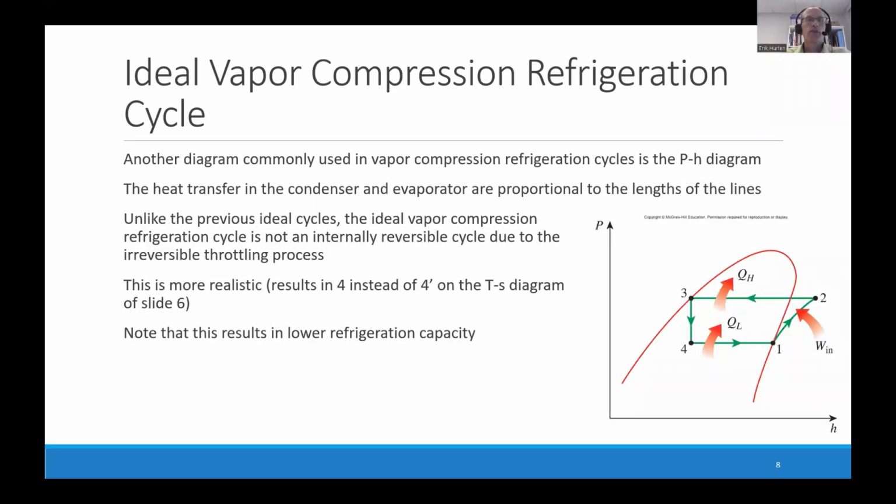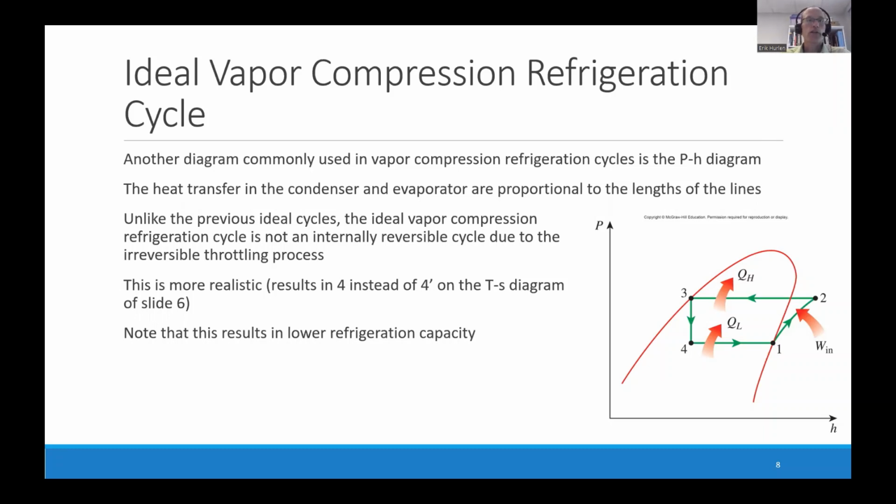In addition to the TS diagram, a PH diagram is useful for the analysis of refrigeration cycles. In this figure, the heat transferred is proportional to the length of the lines between 2-3 and 4-1. This can give an easy and quick visual representation of the ratio of the heat in to the heat out. For this particular example, it looks like the QH line is about 40% longer than the QL line. So here's the QH line, and again, it is longer than this QL line. So there is about 40% more heat transferred to the hot reservoir than from the cold reservoir in this case.